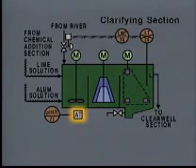This symbol represents an analyzer transmitter. It measures the pH of the water in the flash mixer. We can tell that it measures pH because it's connected to this pH indicator recorder. The mixture of water and chemicals in the flash mixer overflows a weir and enters the flocculation basin.